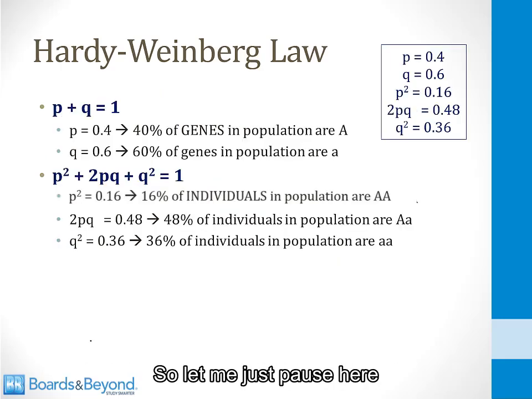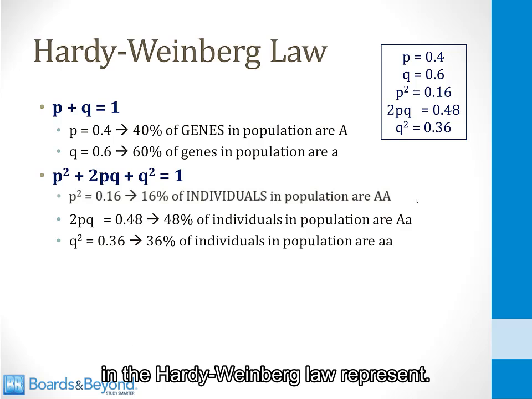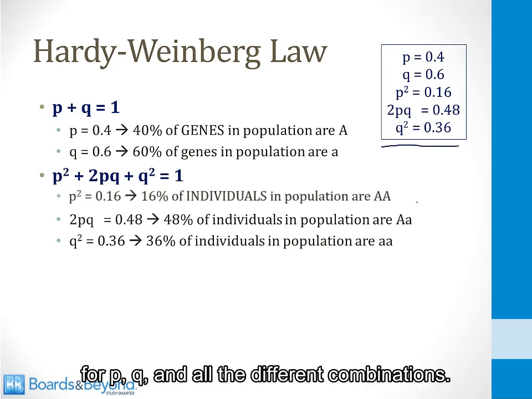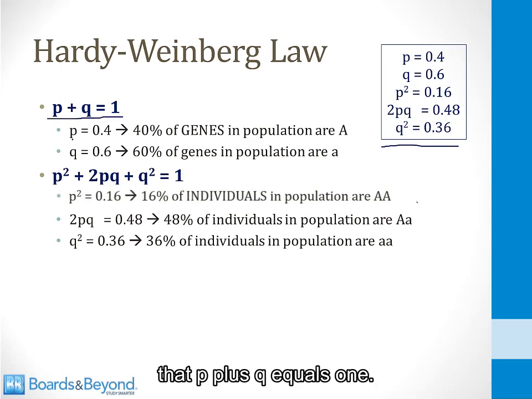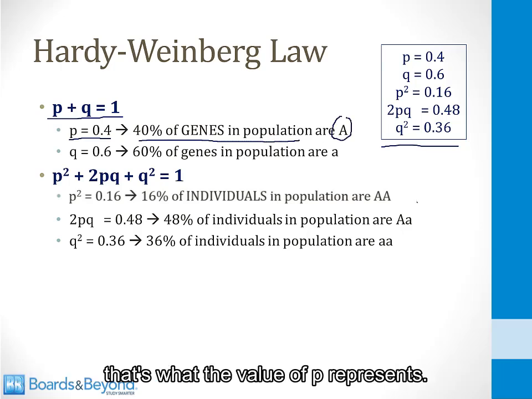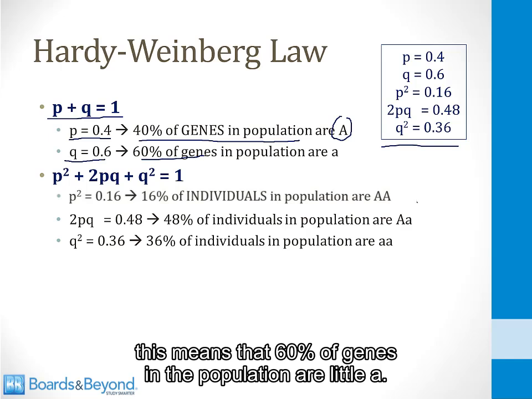So let me just pause here and review what all the different variables in the Hardy-Weinberg law represent. At the top right of the screen, I've written the values we got in our example for P, Q, and all the different combinations. So the first element of the Hardy-Weinberg law says that P plus Q equals 1. In our example, P was 0.4. This means that 40% of genes in this population are big A. That's what the value of P represents. Q was equal to 0.6. This means that 60% of genes in the population are little a.